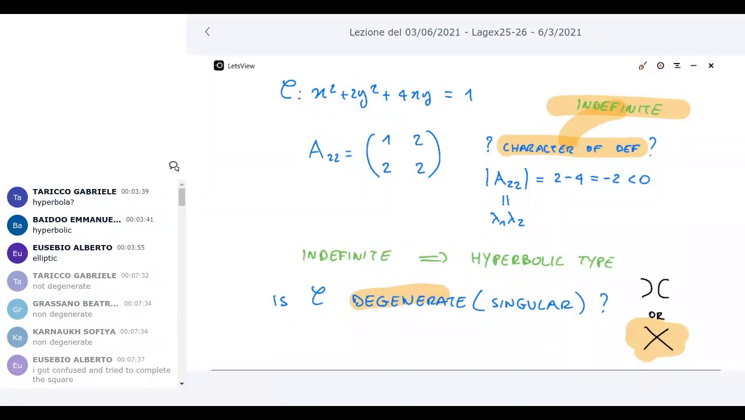Just a question, if Eusebio or Alberto want to answer, why did you say elliptic type? Can you explain what reasoning you followed? Of course, it's not correct, but maybe it's going to be useful to see what the problem was if you want to play this kind of game. So why did you say elliptic? In the meanwhile, other people can think about degenerate, singular or not.